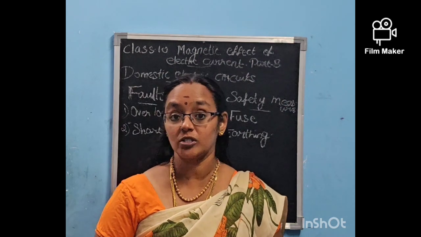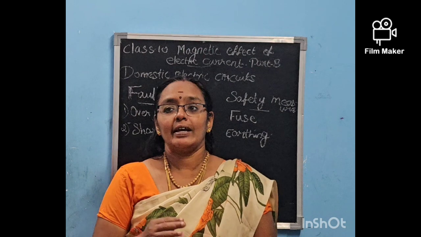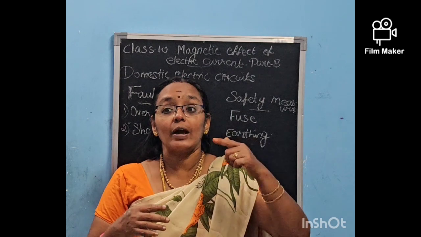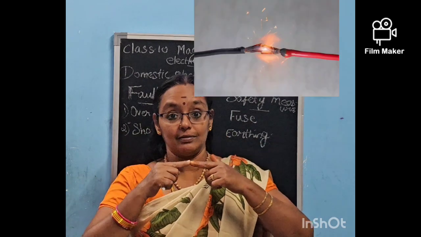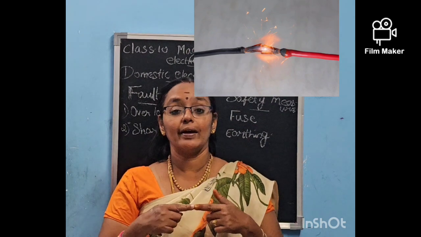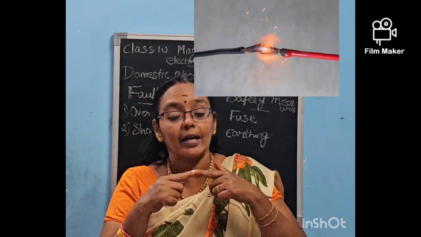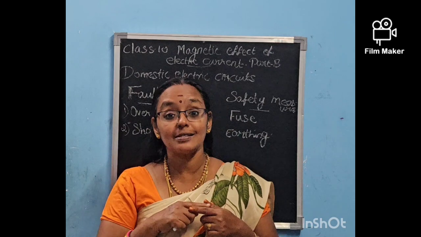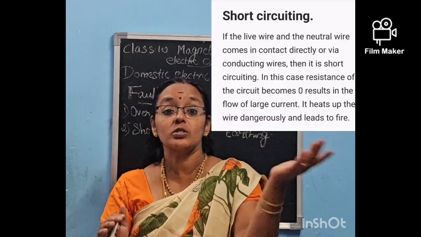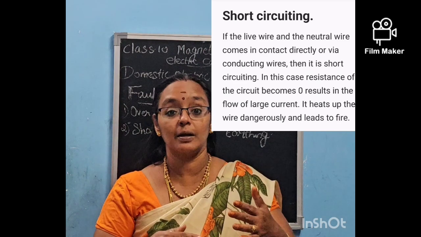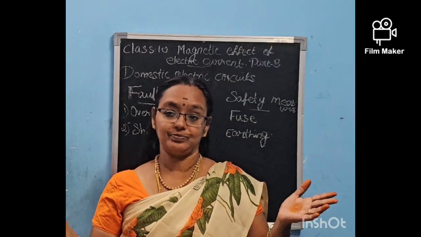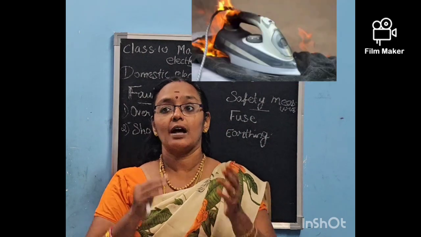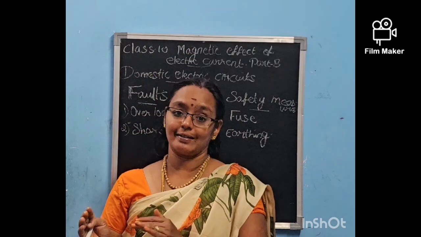Okay. Then there is yet another thing, that is short circuiting. Have you heard of the word short circuiting? Consider a case. If the insulation is not proper on the live wire and the neutral wire, because of this the live wire may come in contact with the neutral wire. Then what happens? If the live wire and the neutral wire come in contact with each other, the resistance will be 0 and the current will be infinity. That means much more current will flow through these wires. So the wire gets heated up and catches fire. Appliances also will catch fire because of this short circuiting. These are the faults in domestic electric circuits.